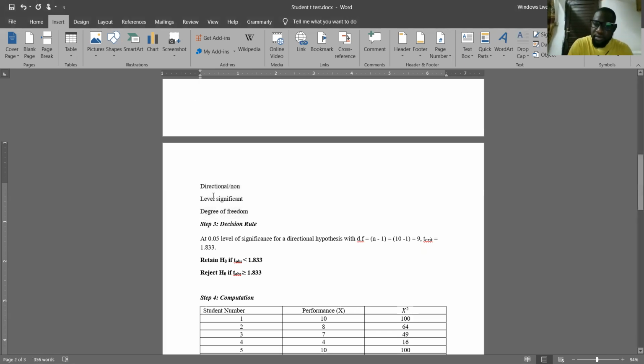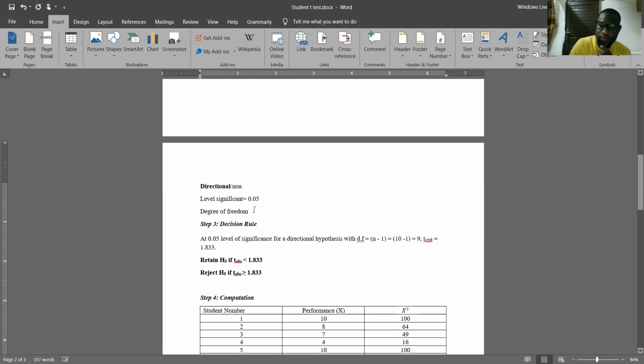So from the question, we're able to decipher that our hypothesis is directional, and our level of significance, they didn't indicate in the question. And I've been indicating that whenever they don't emphasize the level of significance to use, always use 0.05.